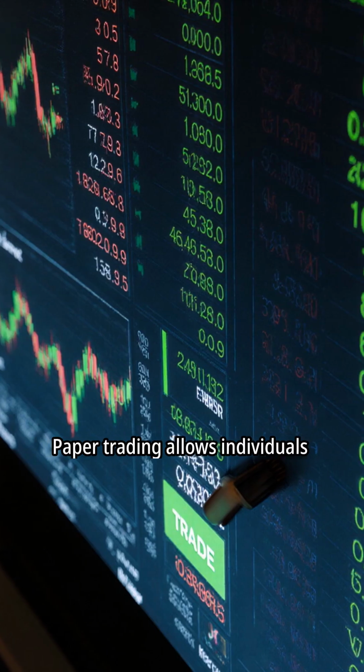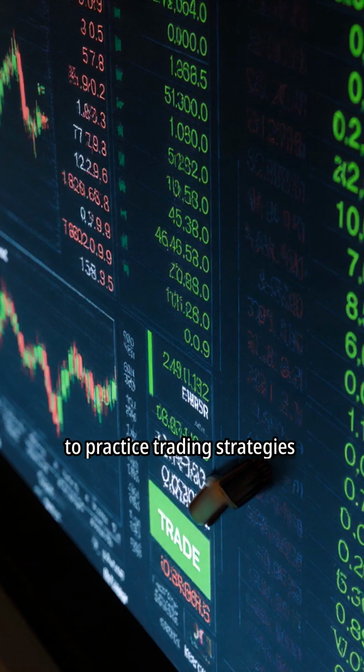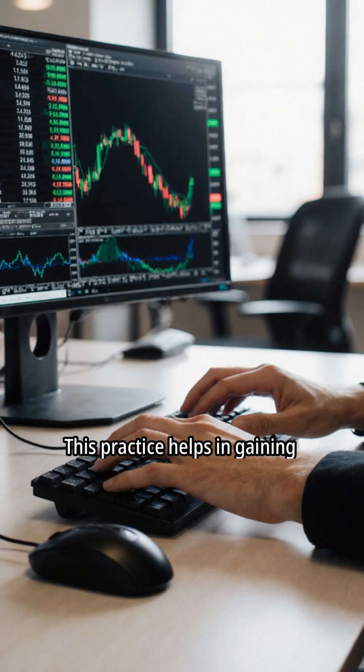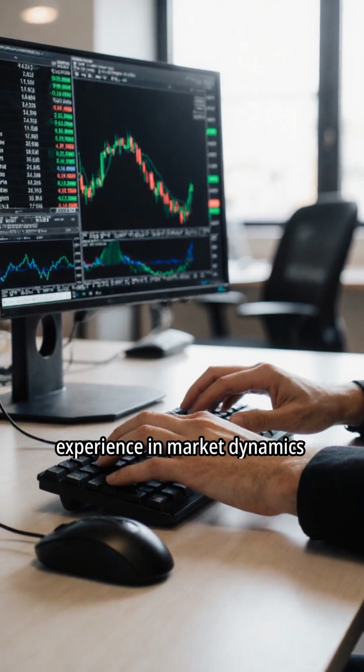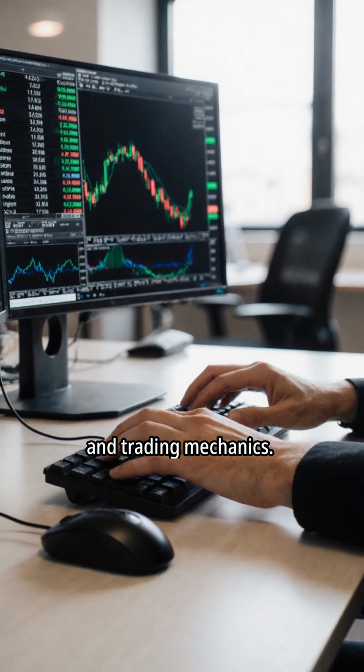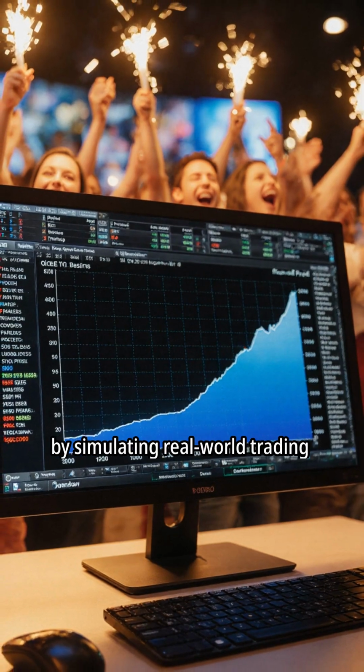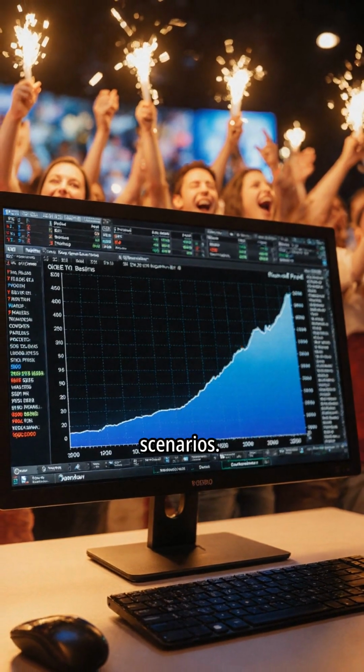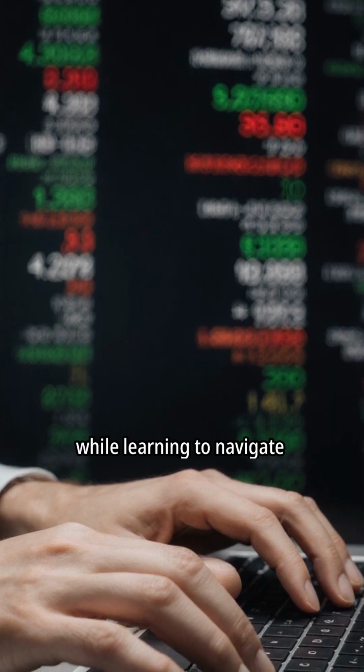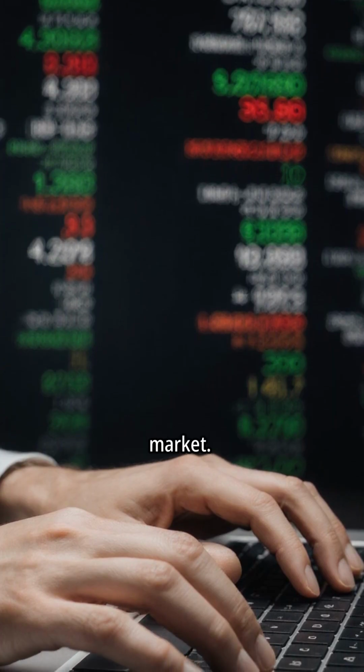Paper trading allows individuals to practice trading strategies without using real capital. This practice helps in gaining experience in market dynamics and trading mechanics. Paper trading builds confidence by simulating real-world trading scenarios. It minimizes financial risk while learning to navigate the complexities of the stock market.